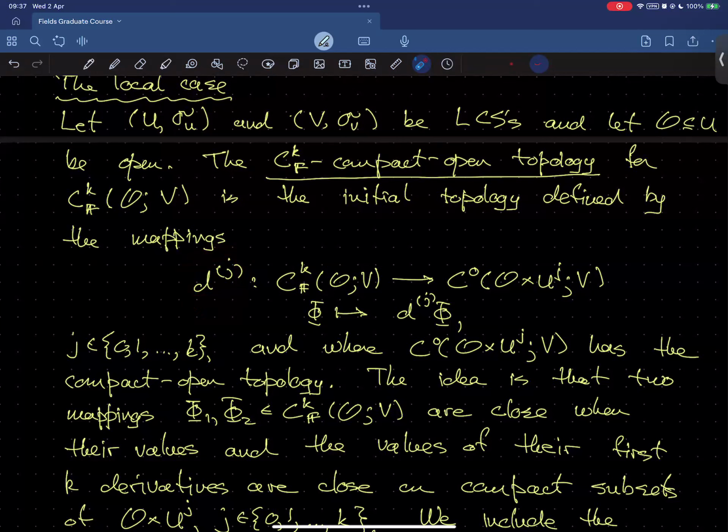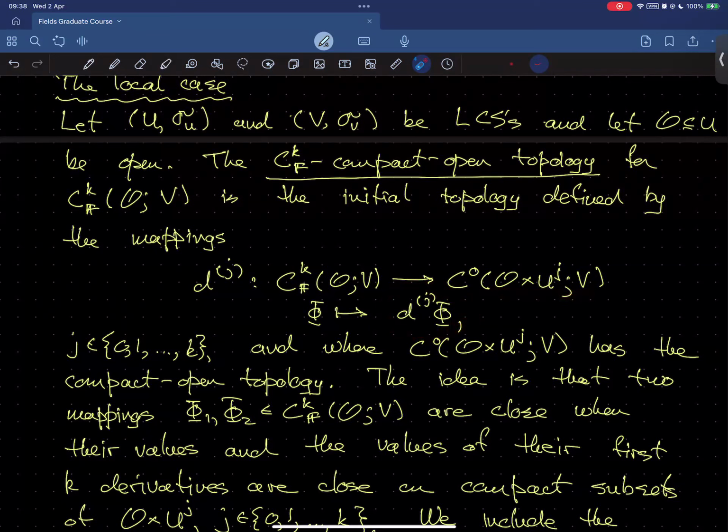Okay, so what are the mappings? The mappings are just the derivative mappings. All right, so I have a K here, and I'm going to consider the derivatives d^j up to order K. And then I have a mapping which takes a mapping phi in C^K and maps it to the jth derivative of phi. Okay, and as we know, if phi is of class C^K, then this thing is continuous. Okay, so it's a continuous mapping with this as its domain and codomain.